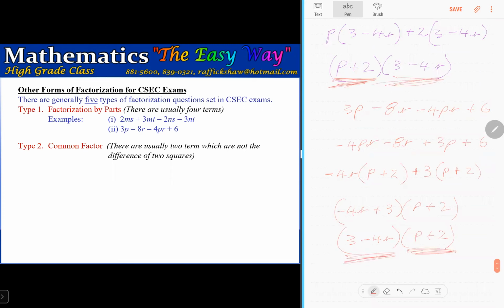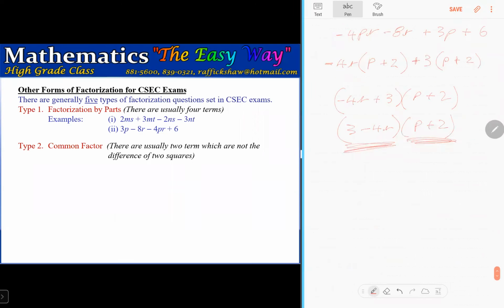So it doesn't matter where you start, you're going to end up with the same two factors if you do it correctly. All right? Yes, sir. Once you rearrange them and set them out in a friendly order, you will get the same two factors in the end. Yes, sir. All right? So that was a good question.